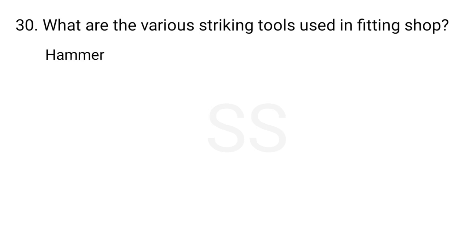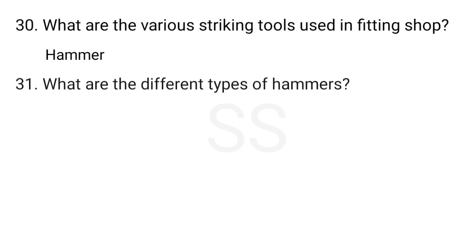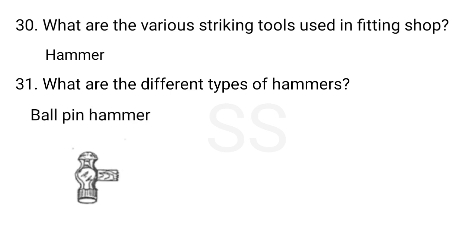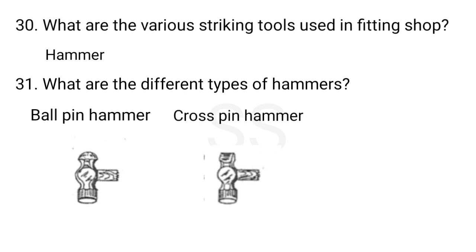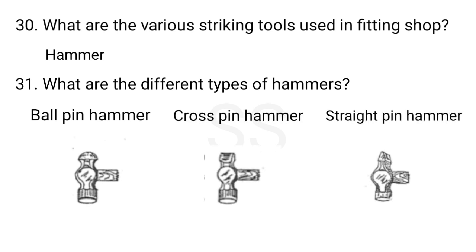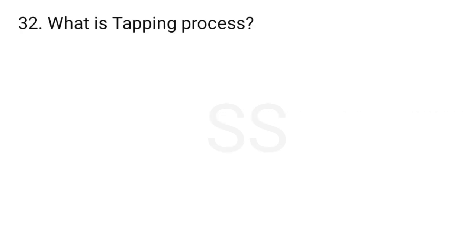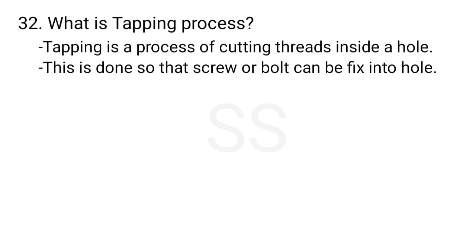A hammer is the striking tool which is used in fitting. What are the different types of hammers that can be used in fitting shop? There are three types of hammers which can be used in fitting shop. These are ball pin hammer, cross pin hammer, and straight pin hammer. What is tapping process? Tapping is a process of cutting threads inside a hole. It is done so that screw or bolt can be fixed into hole.